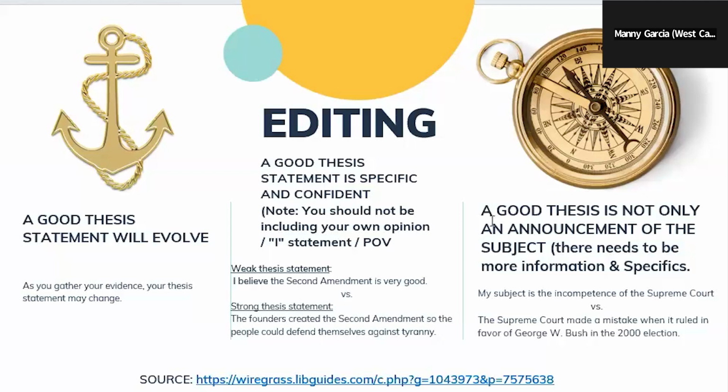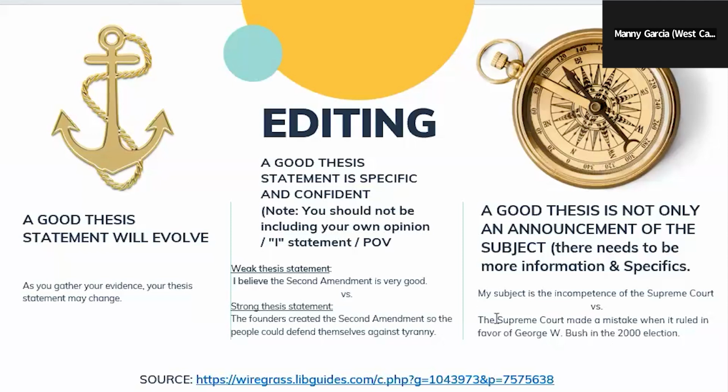A good thesis is not only an announcement of the subject; there needs to be more information and specifics. So here we have another one. My subject is the incompetency of the Supreme Court, compared to: the Supreme Court made a mistake when it ruled in favor of George W. Bush in the 2000 election.